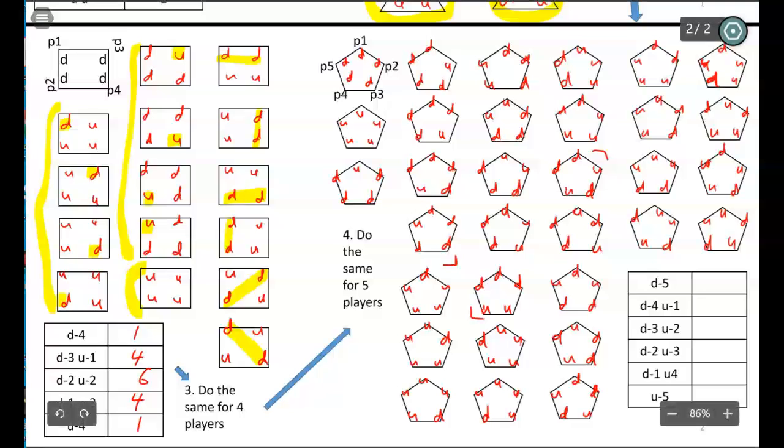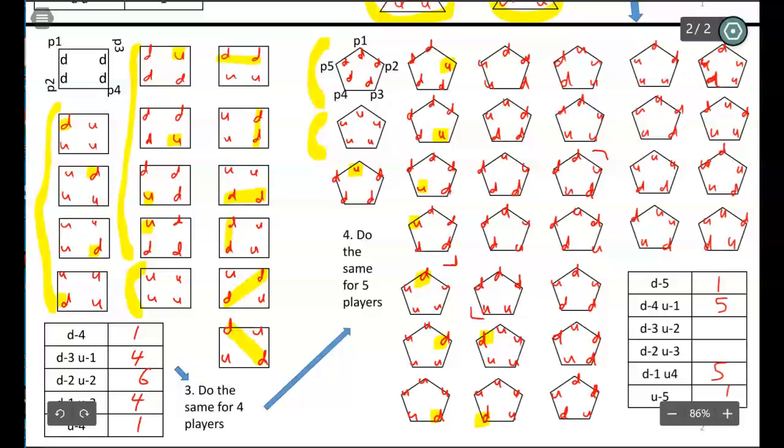And basically, there is one way to have 5 d's. There is one way to have 5 u's, and to have 1 u only, there's basically 5 ways to have that. We just rotate the u around the pentagon. So there's 5 ways to have 1 u and 4 d's. And then likewise, there's 5 ways to have 1 d and 4 u's. We just rotate that around the pentagon. That would also be 5.